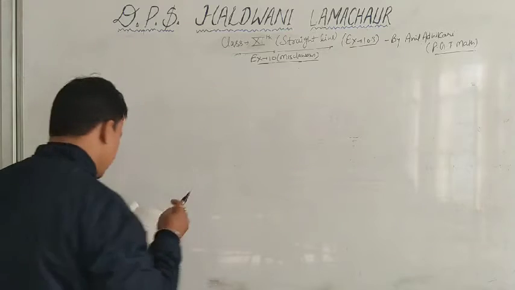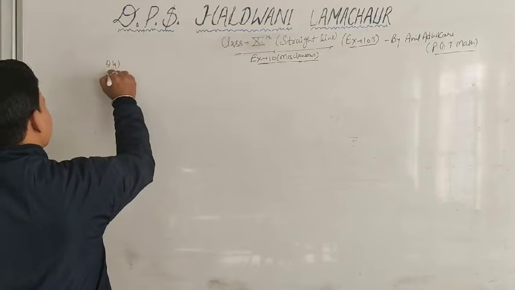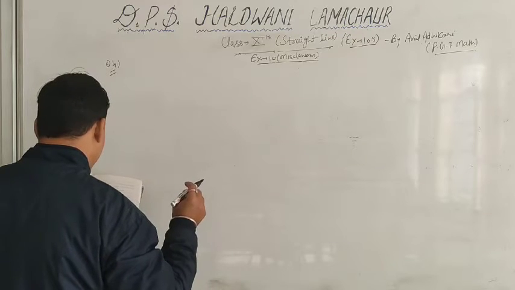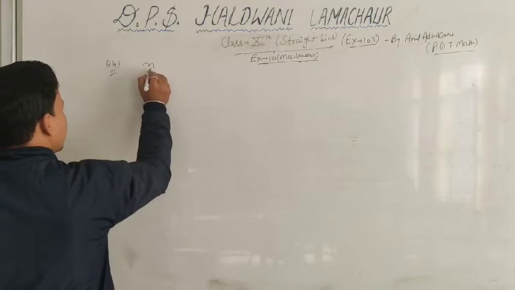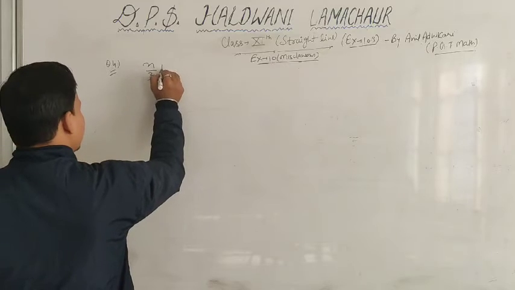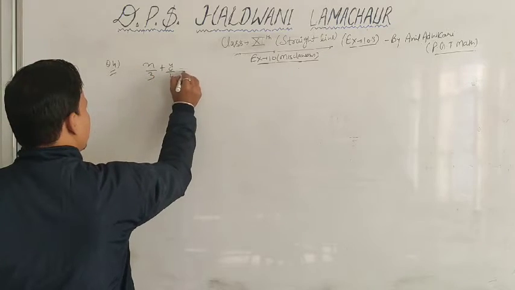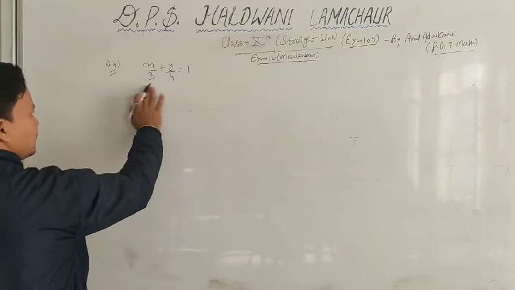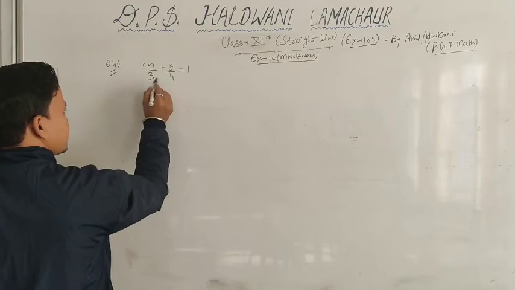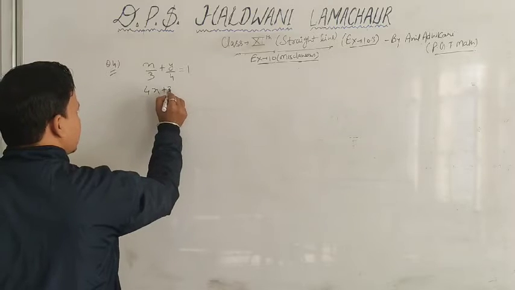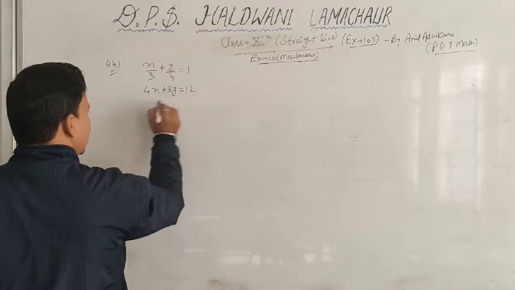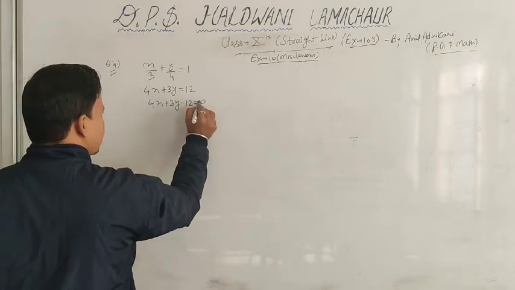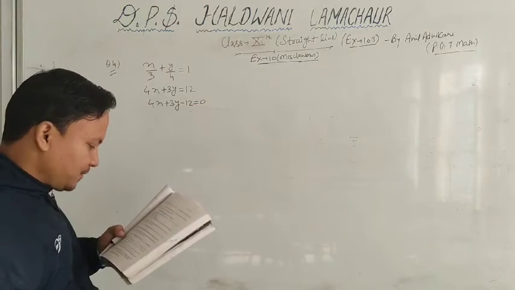Question number 4. What are the points from the line is 4 units. We have given a line whose equation is x upon 3 plus y upon 4 is equal to 1. This is the equation of the line in intercept form. So first we will reduce it to the general form. So 4x plus 3y equal to 12, and we can say 4x plus 3y minus 12 is equal to 0. This is the equation of the line in general form.